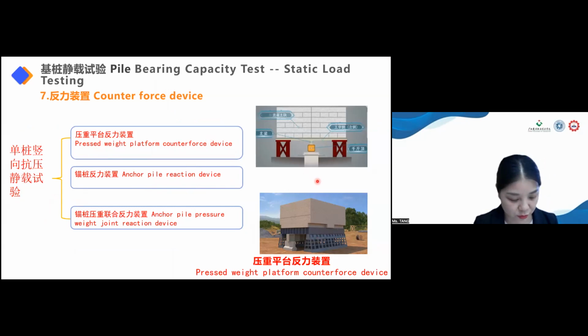And look at these 2 pictures. The above figure is the sectional diagram. The following figure is the 3-dimensional schematic diagram.